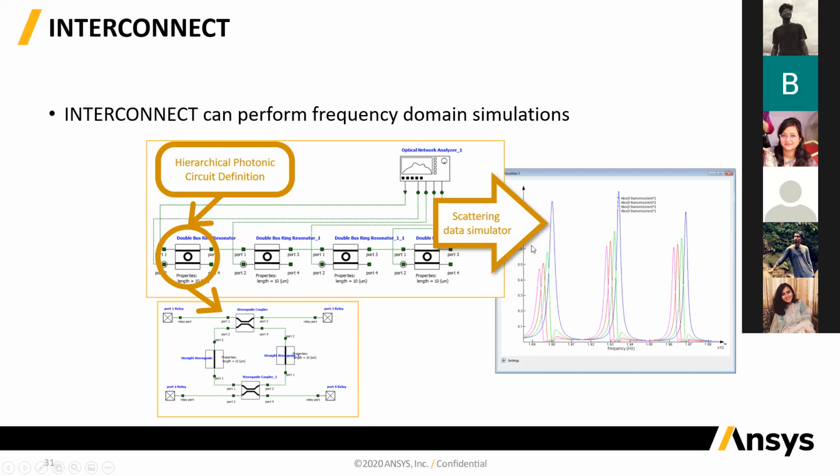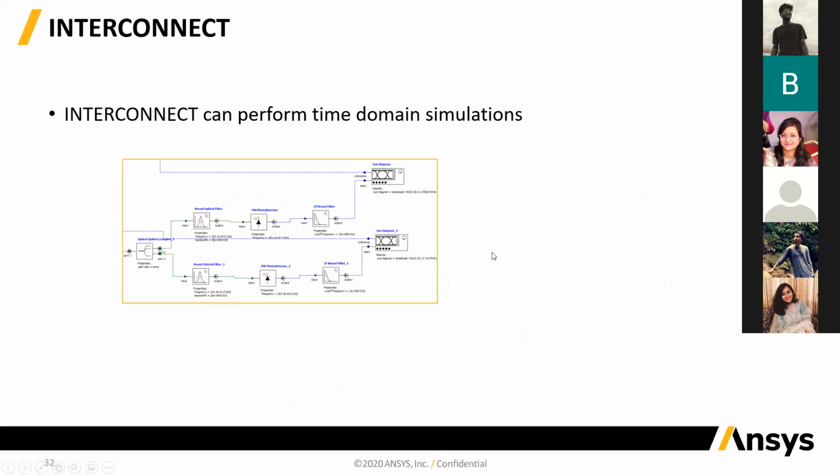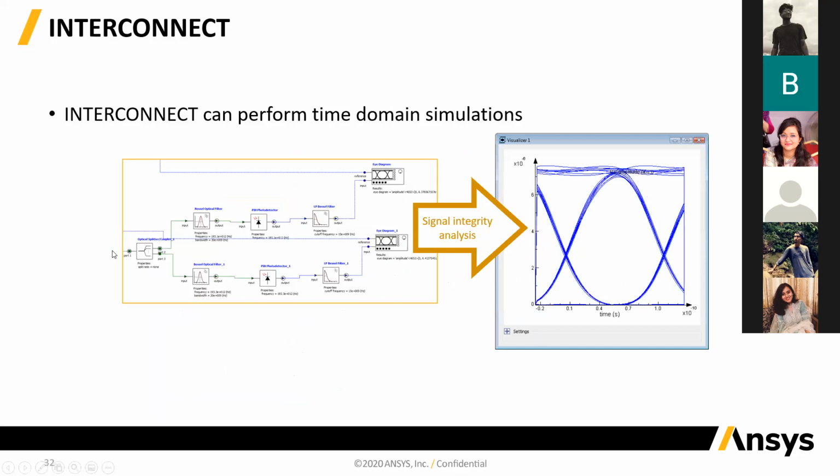INTERCONNECT can also be used to perform time domain simulations, so you can do signal integrity analysis. Here, this is called an eye diagram, and it shows you, when you're decoding the result in your optical system, how clearly defined, for example, your level 0 and level 1 are. This opening is very important, because a good opening means that you can very accurately distinguish between your level 0 and level 1. When you have lots of noise in your system or bandwidth limitations, this eye opening can close up, and that means that you have issues defining your zeros and ones.